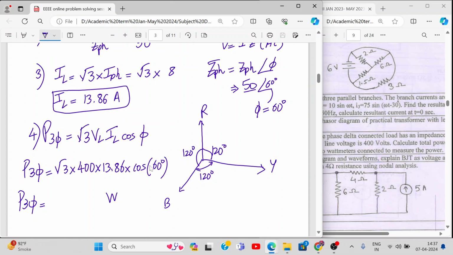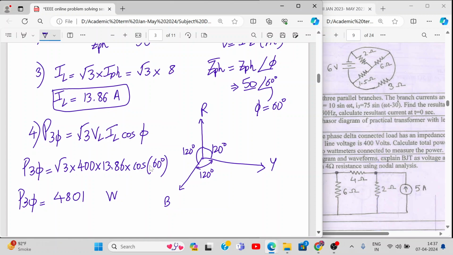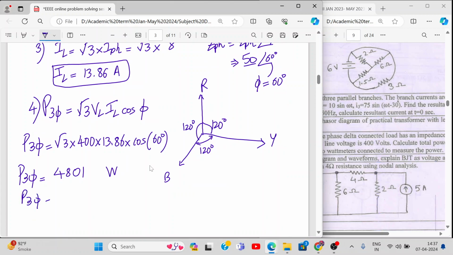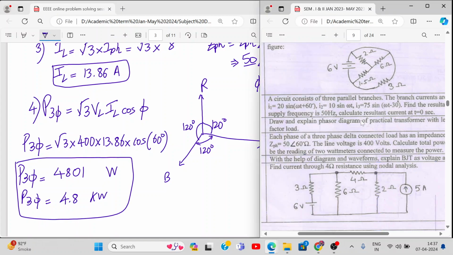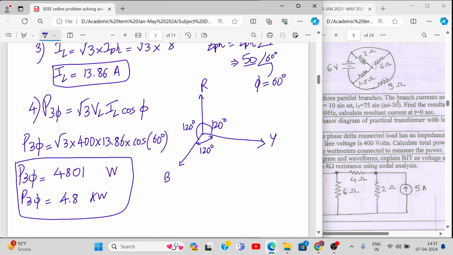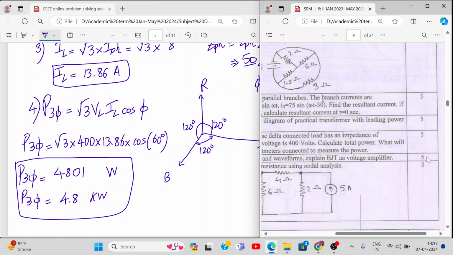Could you tell me this answer? This is active power consumed. So if it is greater than 100, then we don't consider the decimal point. Now it is 1000. So 4801 is fine. Watts. Or you can write it as 4.8 kilowatt. Yes, both are correct. Are you following? Yes or no? Now, total power. This is the total power.